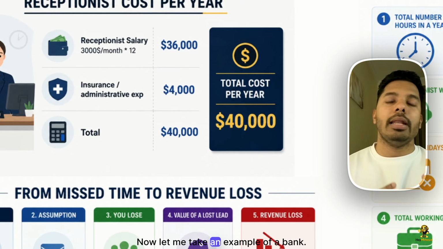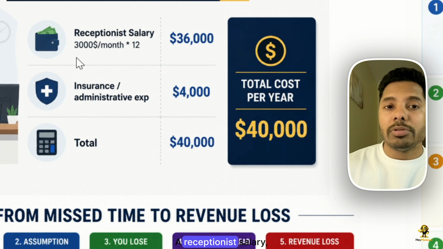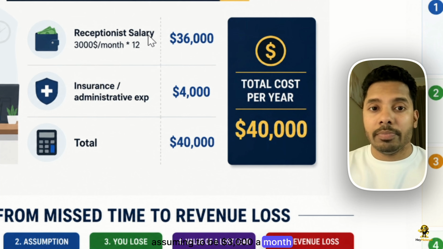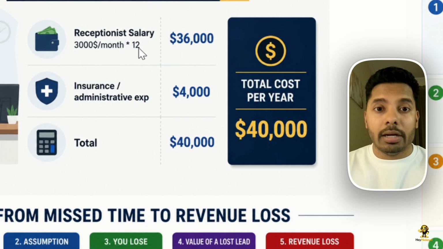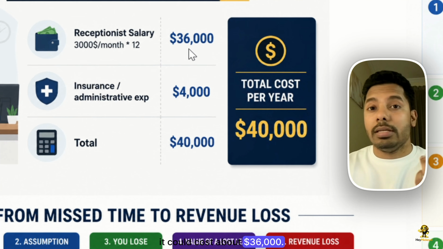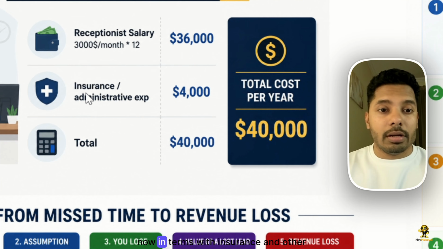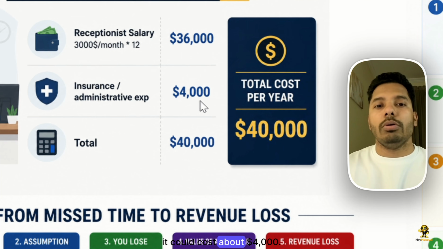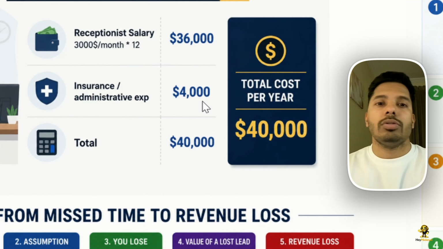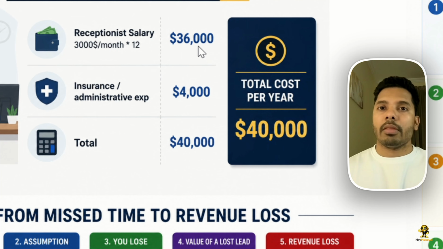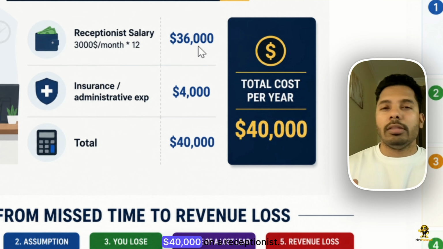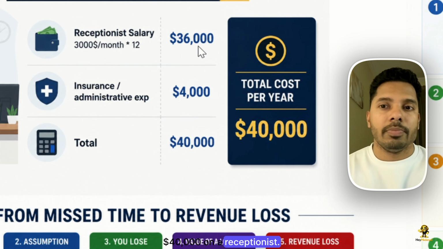Now, let me take an example of a bank. A receptionist salary, assuming $3,000 a month for 12 months, could cost about $36,000. Now, with insurance and other administrative expenses for the whole year, it could cost about $4,000. So, when we total up in a year, we end up spending around $40,000 on a receptionist.